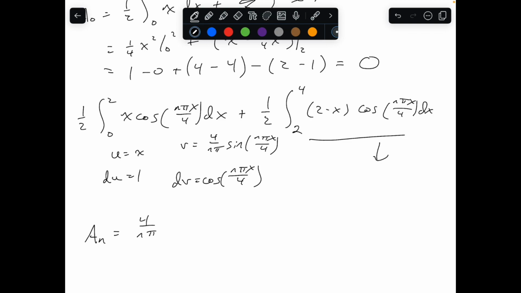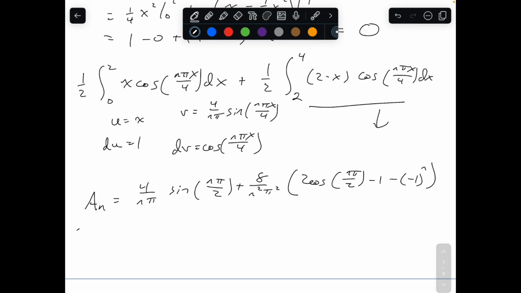It's pretty rough. 4 over n pi sine of n pi over 2 plus 8 over n squared pi squared times 2 cosine of n pi halves minus 1 minus negative 1 to the n. Okay, and so f of x is equal to a0 over 2, which technically is 0 over 2. I wouldn't typically write that. I'm just kind of being a teacher right now.